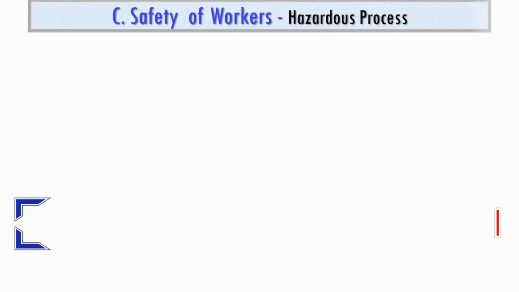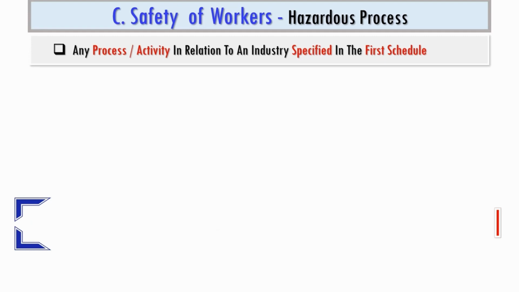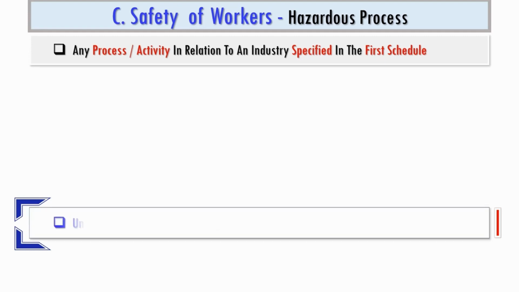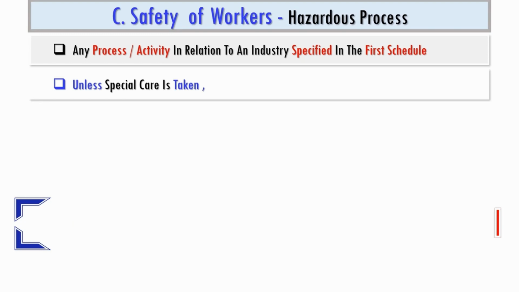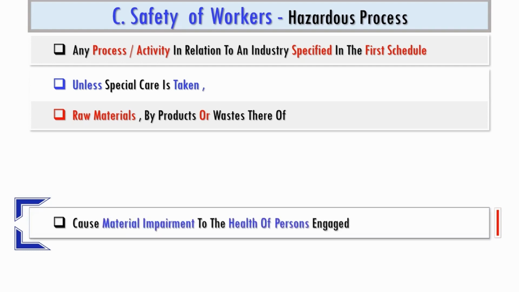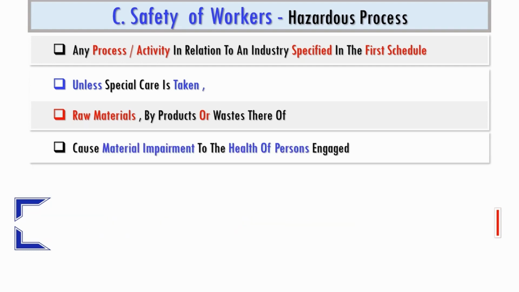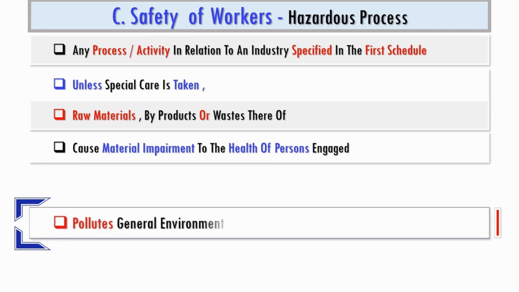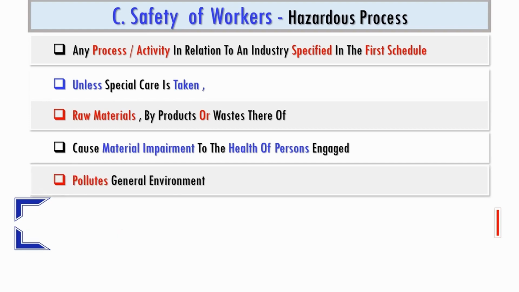A hazardous process refers to any process or activity in relation to an industry specified in the first schedule to the Act, wherein unless special care is taken, the raw materials, byproducts or wastes of the process are likely to cause material impairment to the health of persons engaged, and they are also likely to pollute the general environment.